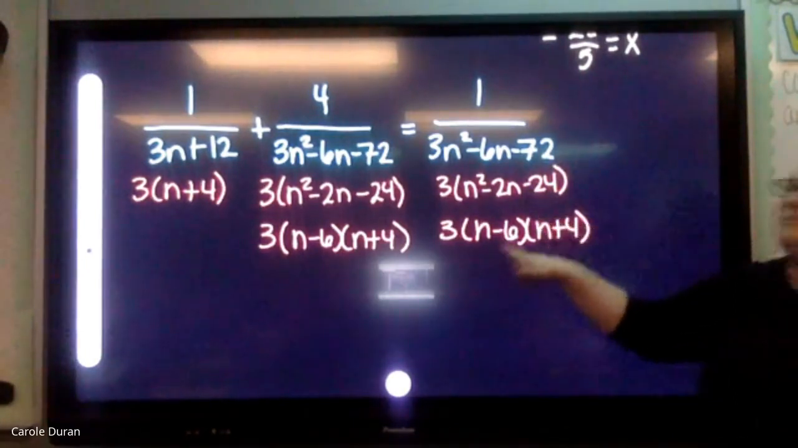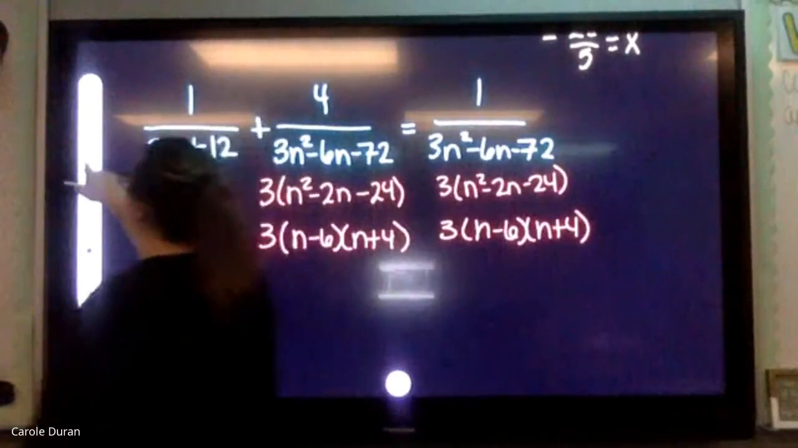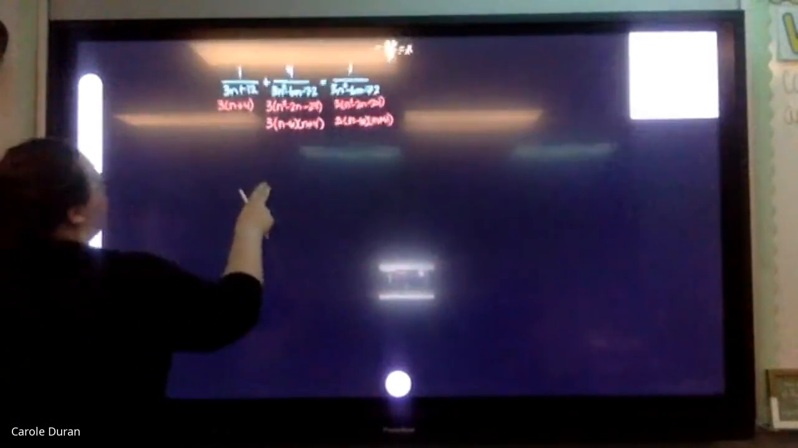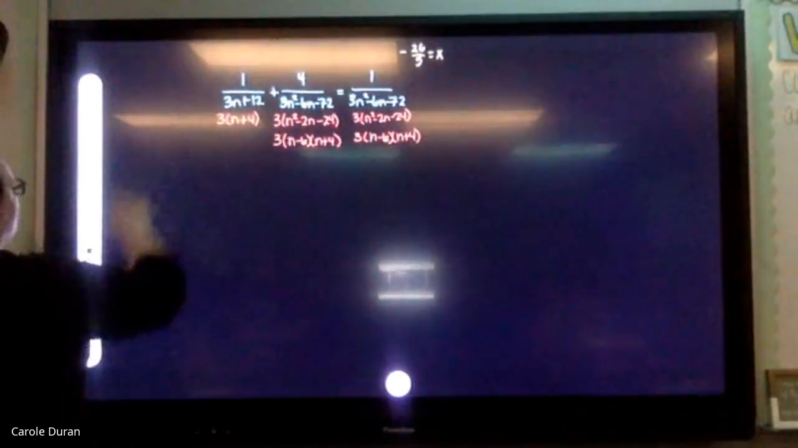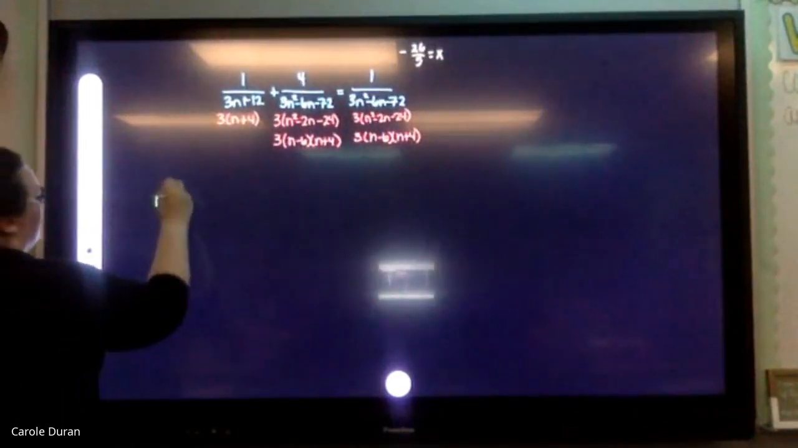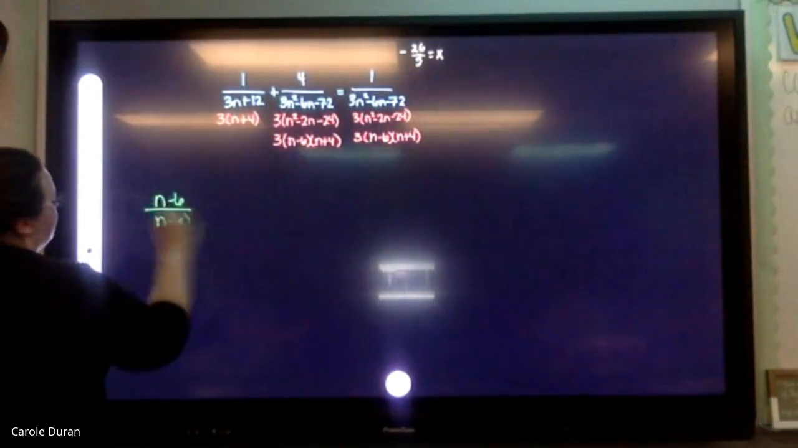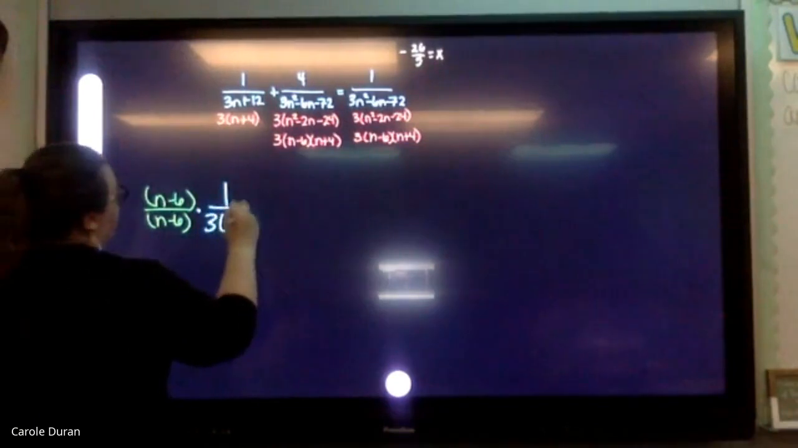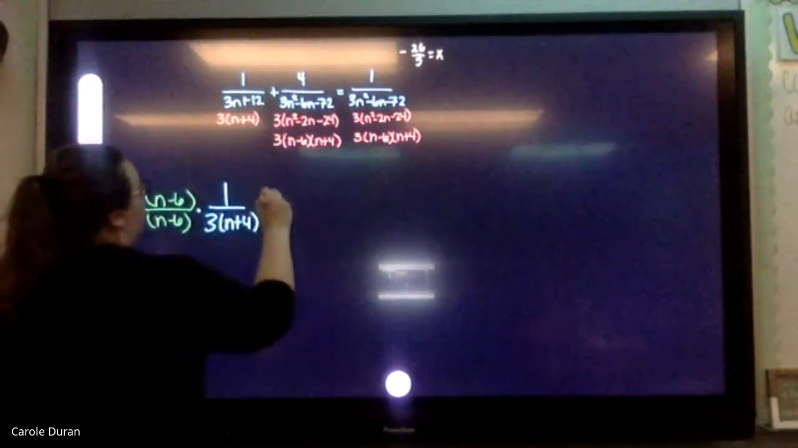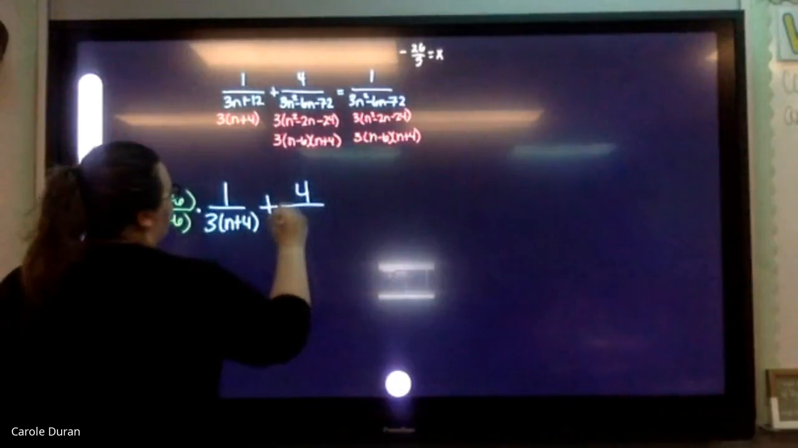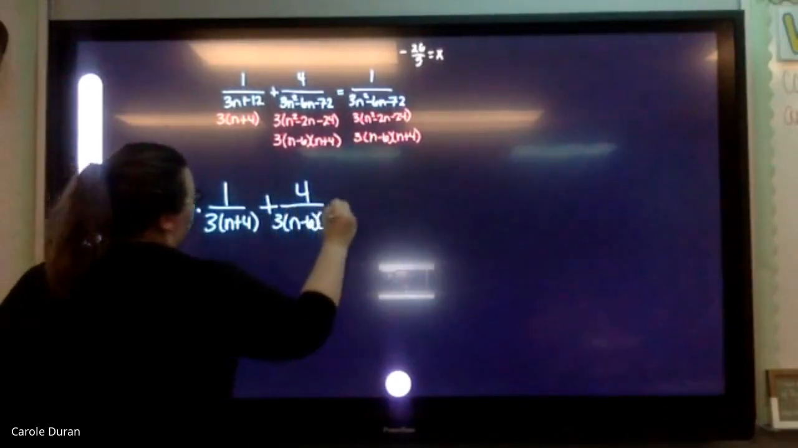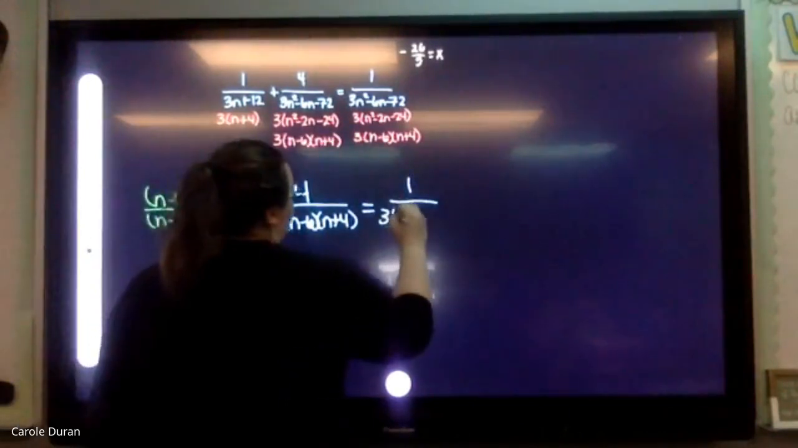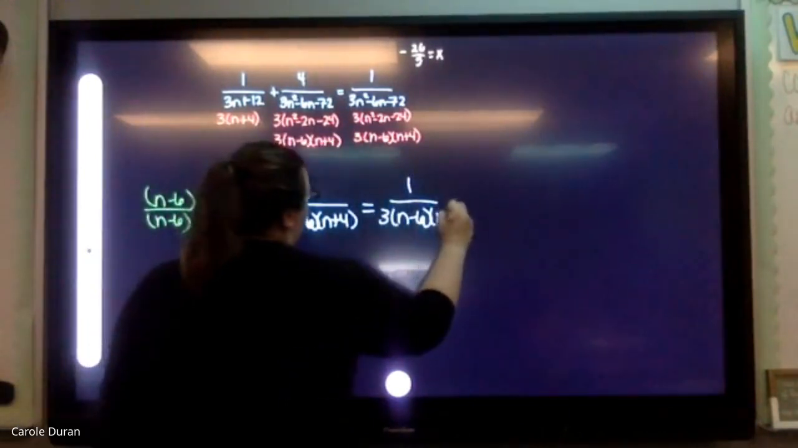So I need to take an n minus 6 and multiply it into the top and bottom of this first fraction. I'm going to rewrite this with these simplified denominators, as well as multiplying the n minus 6 into the first one. So I have n minus 6 over n minus 6 times 1/3 times n plus 4, plus 4/3 times n minus 6 times n plus 4, equals 1/3 times n minus 6 times n plus 4.